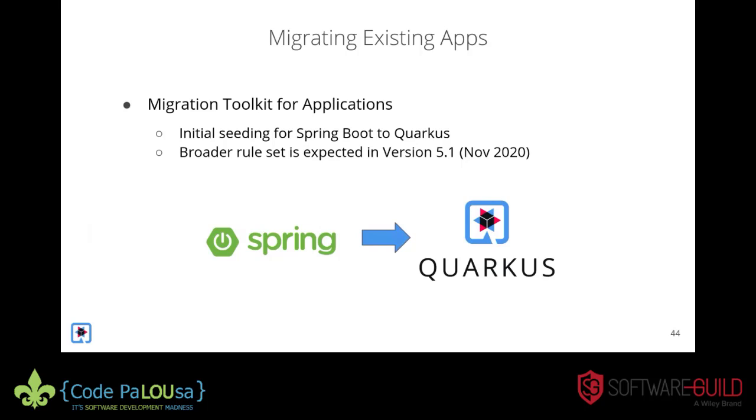Going back to startup times, that's a real world problem for a lot of organizations that use Spring. So we're talking with a lot of companies that are looking to migrate a lot of those Spring applications over to Quarkus, and how do we do that? So we have an existing tool called the Migration Toolkit for Applications.